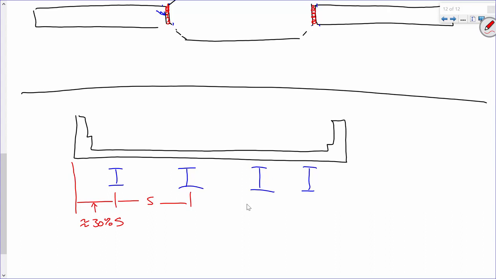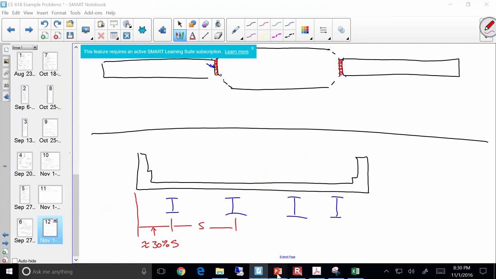I've heard numbers that say go from 28% to like 35%. I use 30. That's easy to remember, and I don't think it appreciably changes things anyway. I mean, 28% versus 30%, I don't think that appreciably changes anything.